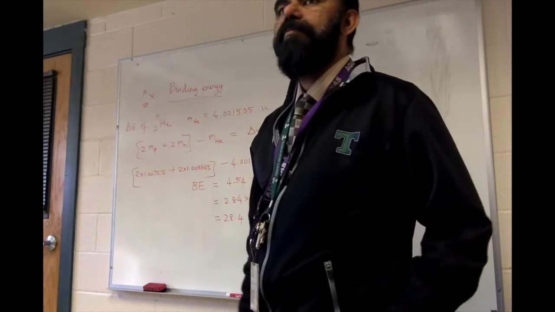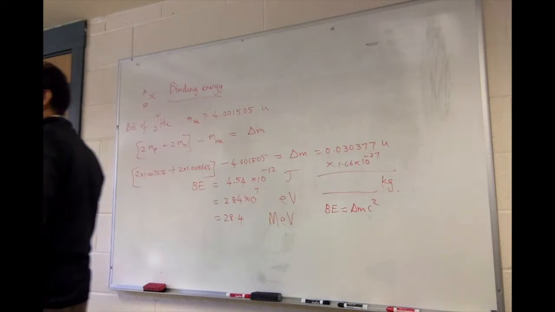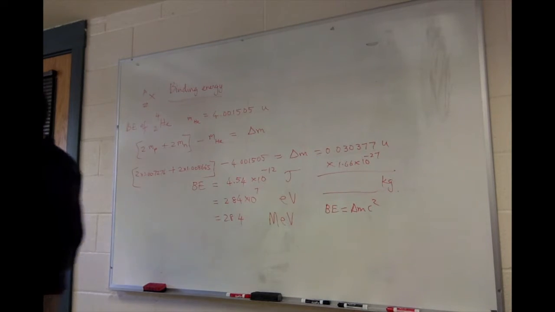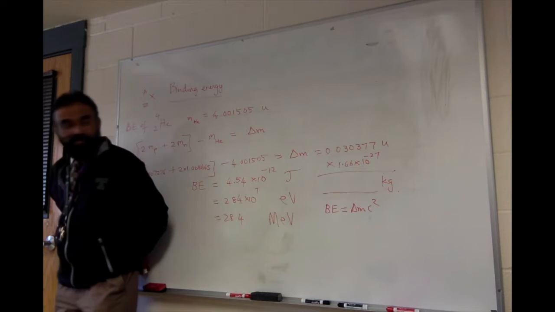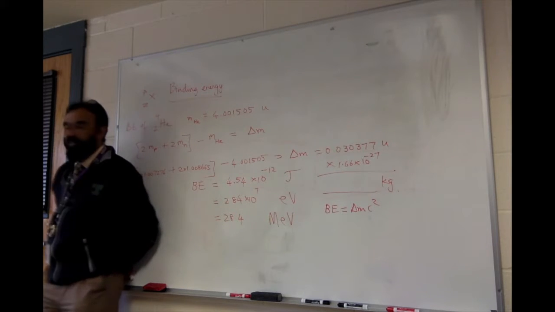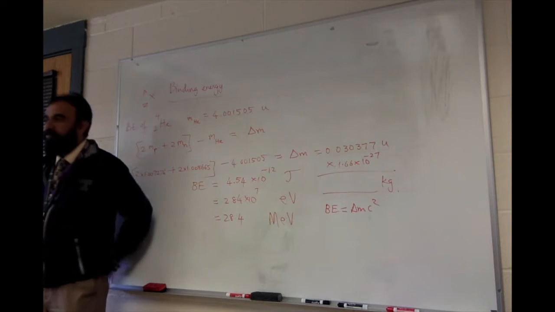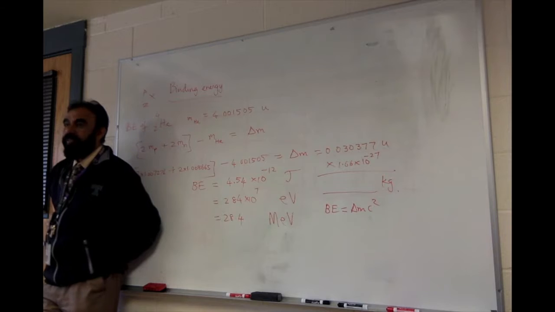Now, what do you think is the binding energy of uranium? Definitely high, because you're talking about so many nucleons, right? The binding energy of uranium, because there are 238 nucleons, is supposed to be pretty high. If this is 28.4, the other one's going to be in thousands.